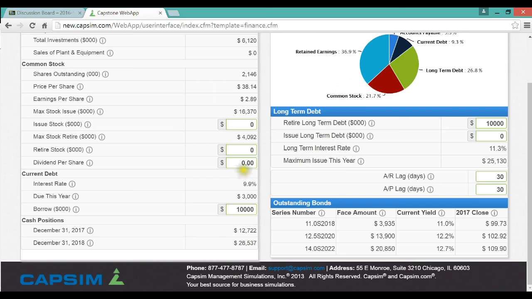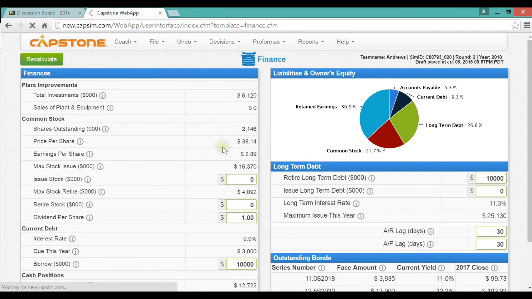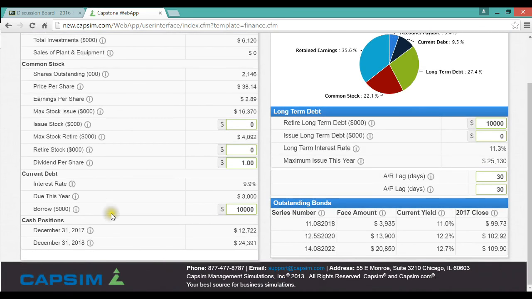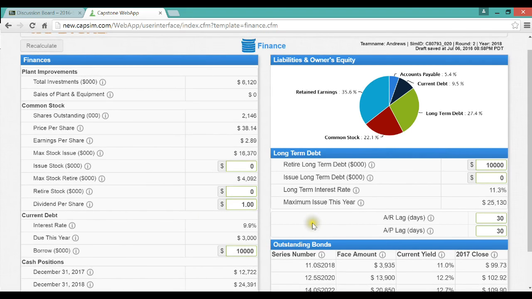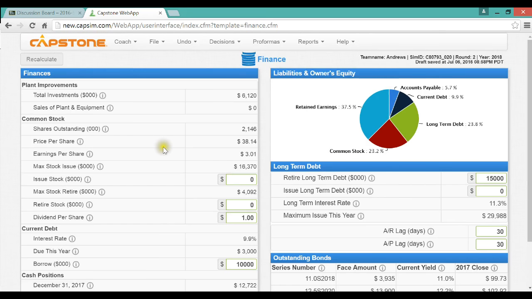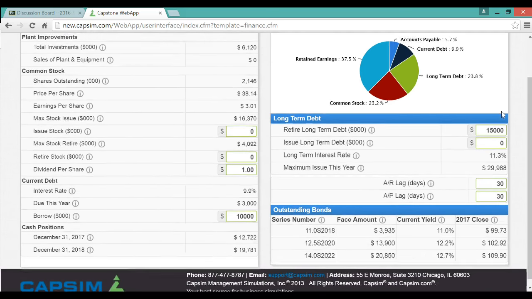Another thing I could do is maybe try to make my shareholders happy and give them a dividend. So let's see what happens if I do that. Recalculate. So now you'll see that my cash projection went down, which is okay. You know, it's good to keep your shareholders happy. Certainly you don't have to do that. So maybe I want to use a little more cash and pay off a little more of my debt here. So I'll just recalculate one more time. Again, you can see our current situation here in terms of the liabilities and equity.